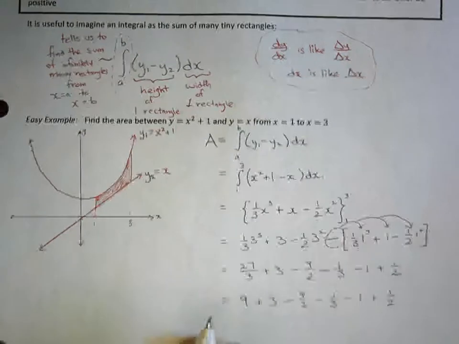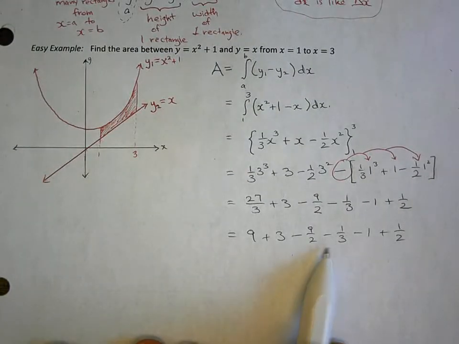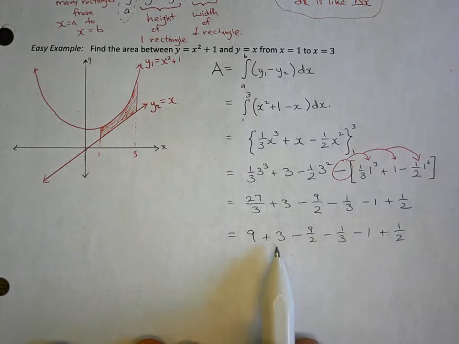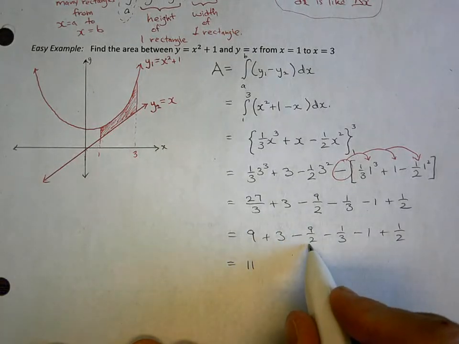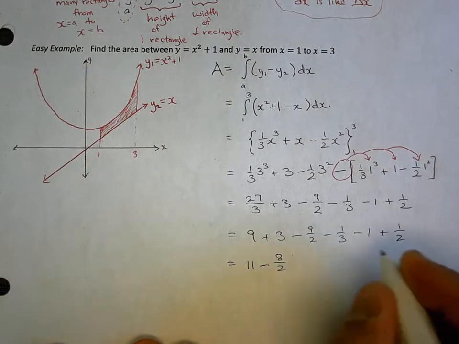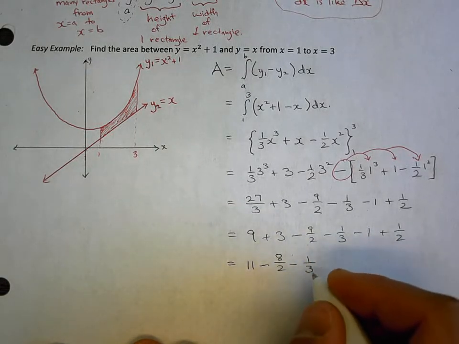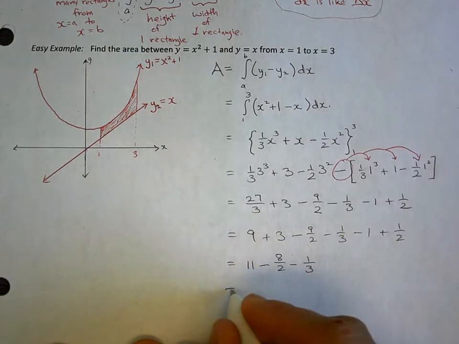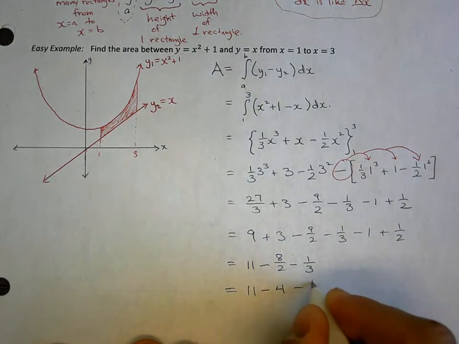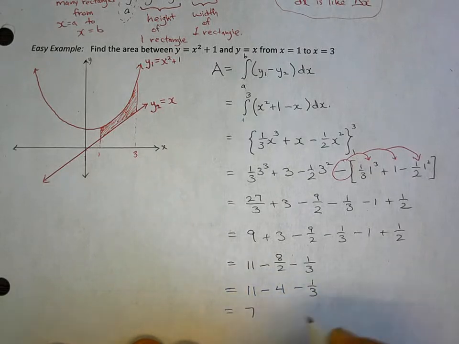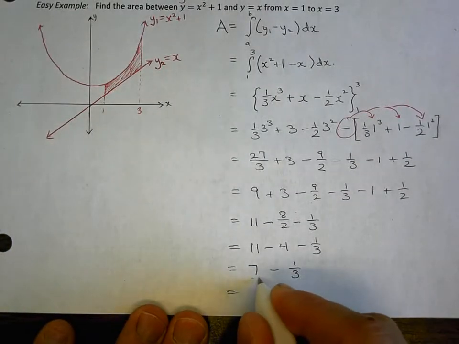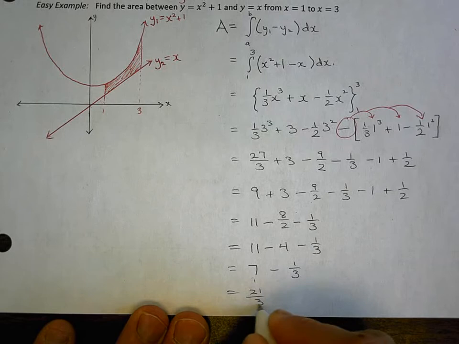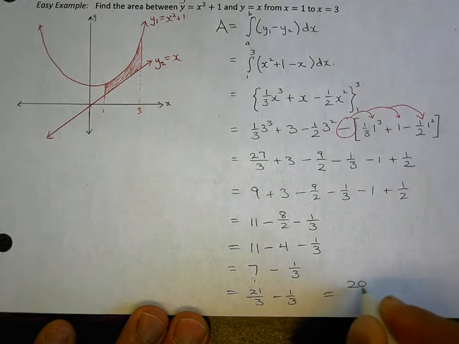Okay, I need a common denominator. Man. Well, I guess I can collect my terms as well. 9 plus 3 is 12 minus 1 is 11. Negative 9 over 2 plus 1 over 2 is minus 8 over 2 minus 1/3. I guess I can keep doing this. 11 minus 4 minus a third. 7 minus a third. So now I should have a common denominator. This is over 1, so I'm going to multiply. So I have 21 over 3 minus a third. Oh, right, we get 20 over 3.